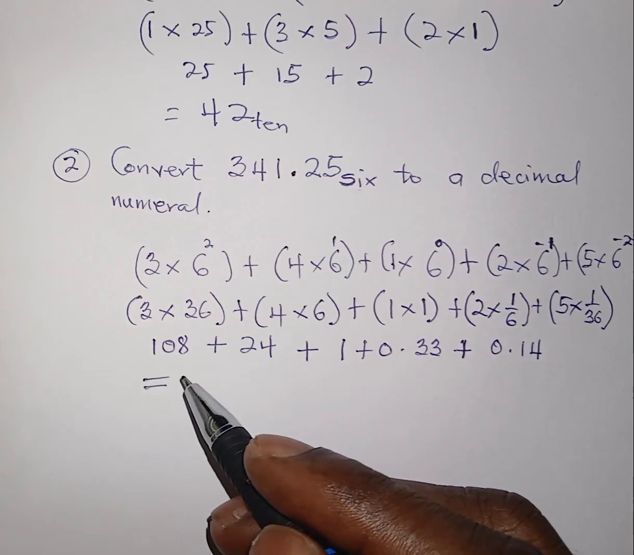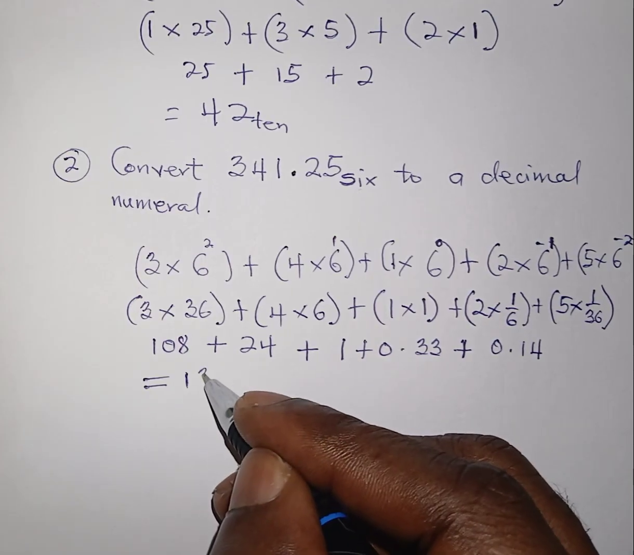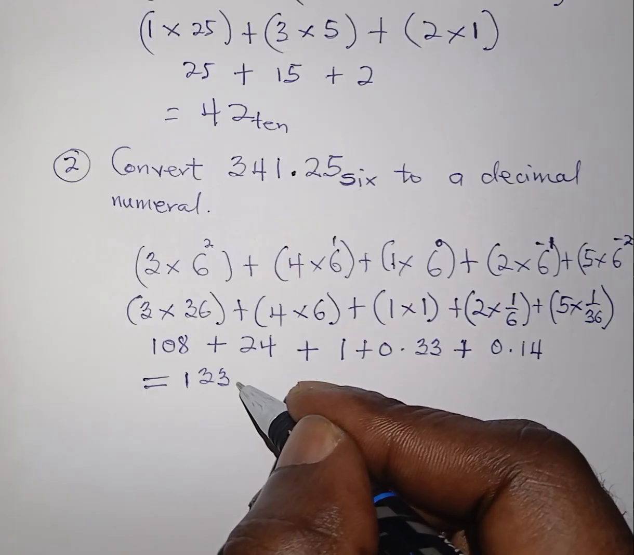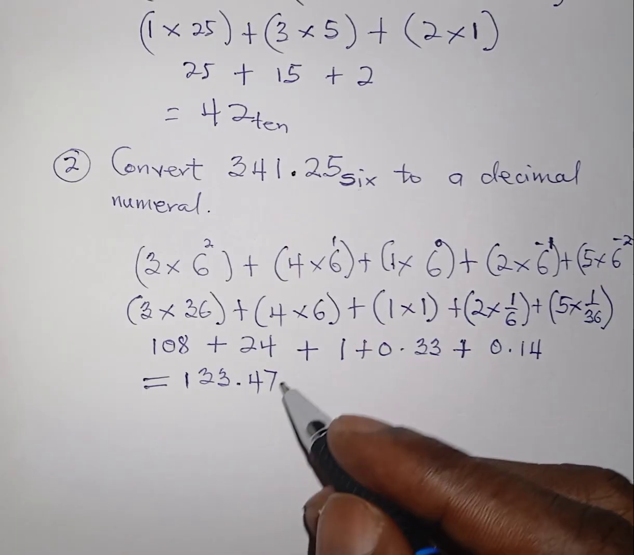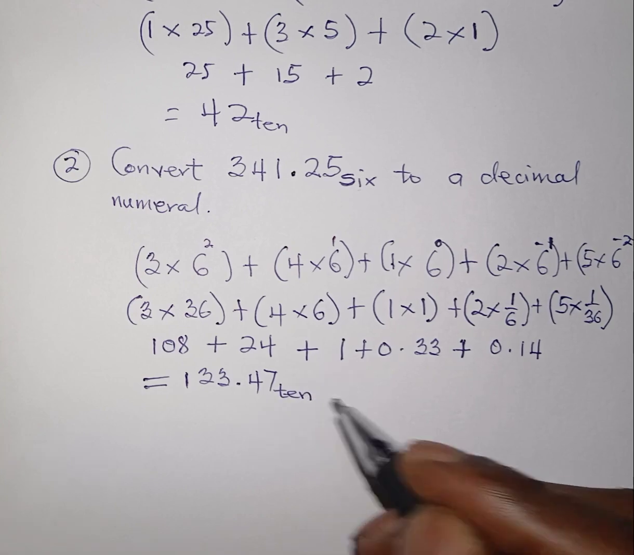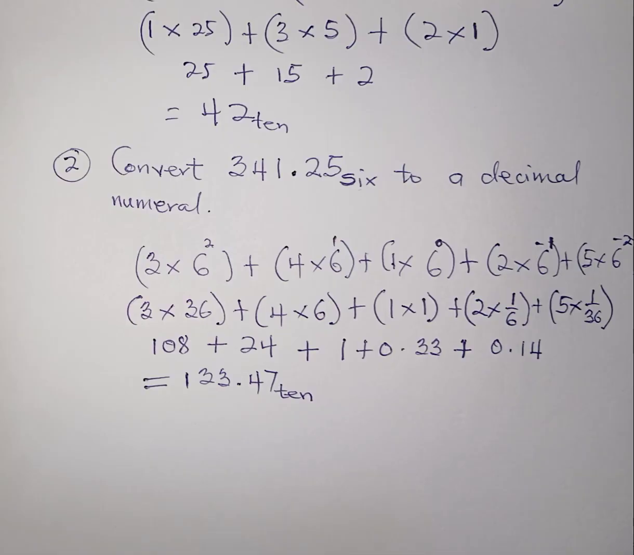So what will be our answer? So we have 133.47 base 10. Yes, so this is the answer we get when you are asked to do this. So when you are given such an example, you should know that that is how we can go about it. So this is very basic, and it's not difficult. So we will end here and continue in our next video.